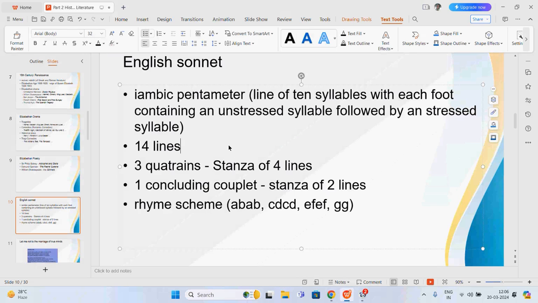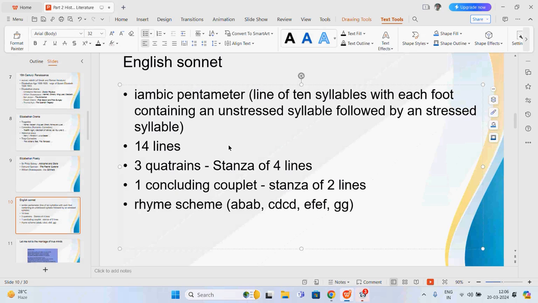On your slide, what you see is a further description of the English sonnet. So, I repeat, an English sonnet is a poem of 14 lines written in iambic pentameter. Each line contains 10 syllables containing an unstressed syllable followed by a stressed syllable in each foot. It is divided into 3 quatrains and a couplet. Each quatrain contains 4 lines and the couplet contains 2 lines. In each of the 3 quatrains, the poet presents an idea, an image or a theme, and in the couplet, the poet tries to sum up or conclude whatever he has been saying in the first 3 quatrains.